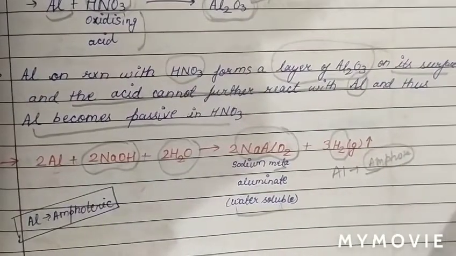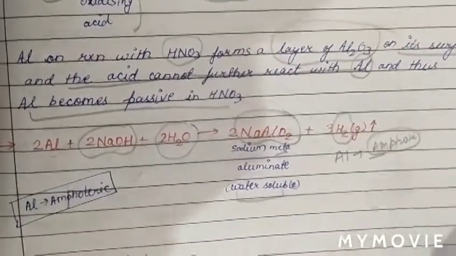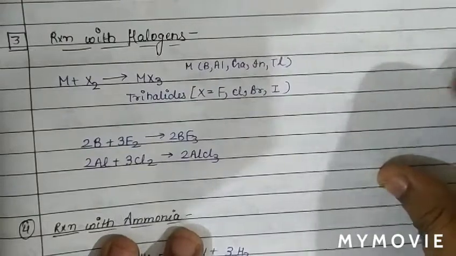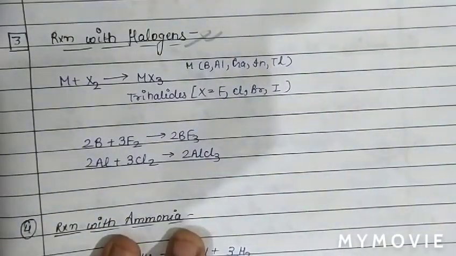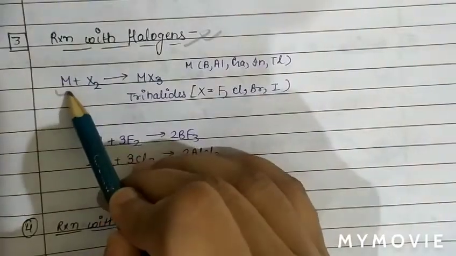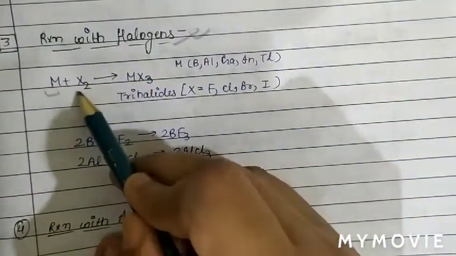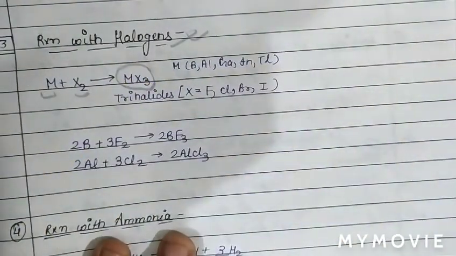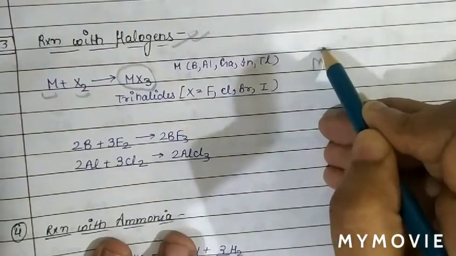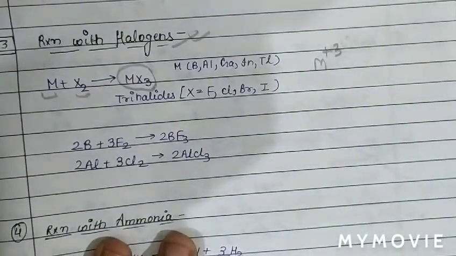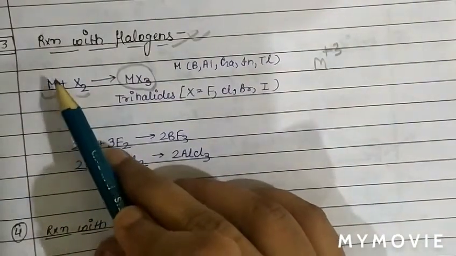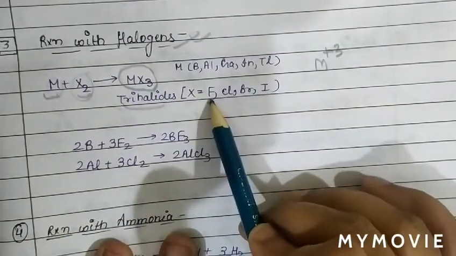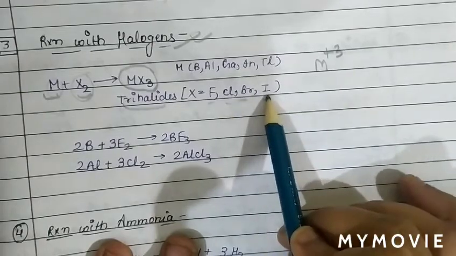Now we will discuss another chemical property of group number 13 elements. The next chemical property of group 13 elements is reaction with halogens. When group 13 elements react with halogens, they form trihalide compounds because the maximum oxidation state of group 13 elements is +3. So they form trihalides MX3, where X can be fluorine, chlorine, bromine or iodine.